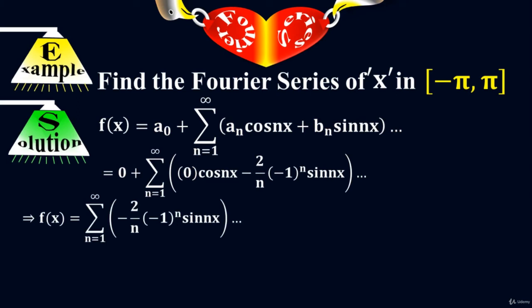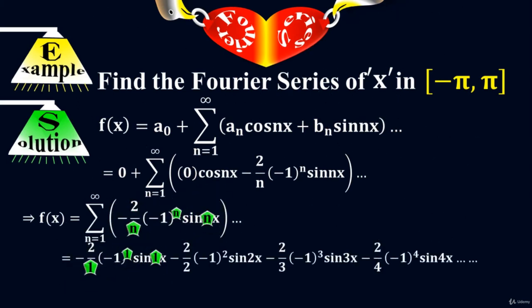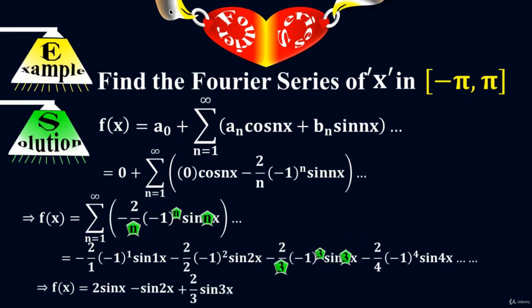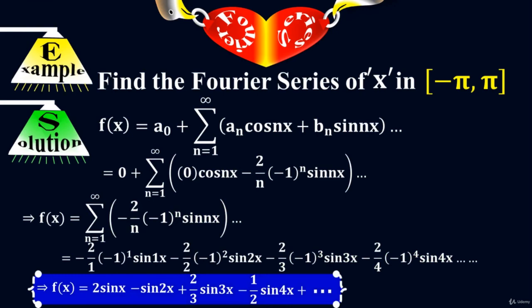Now I'm going to substitute some values for n. If I put n equals 1, this term will be 2 sine x. If I put n equals 2, this term will be sine 2x. If I put n equals 3, this term will be 2 over 3 times sine 3x. If I put n equals 4, this term will be 1 over 2 times sine 4x, and so on. This is my final Fourier series for the function x, which is an odd function.